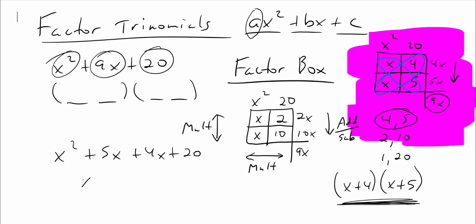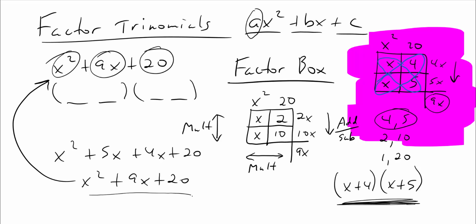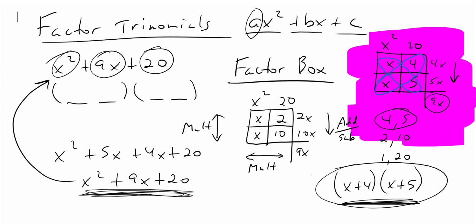All right, then I combine that, I get x squared plus 9x plus 20. And I should get the exact same answer. You are not going to do this. Please don't put this on the answer blank. I've seen people do that before. They go and factor it, and they get x plus 4, x plus 5, and then they FOIL it out, and they put x squared plus 9x plus 20 in the answer blank.